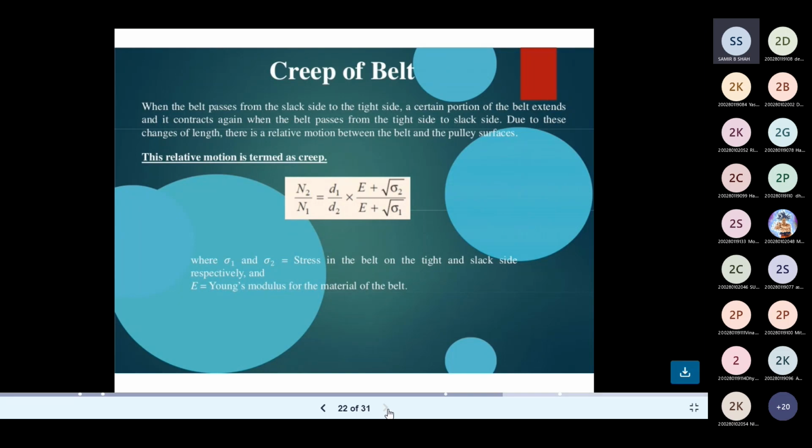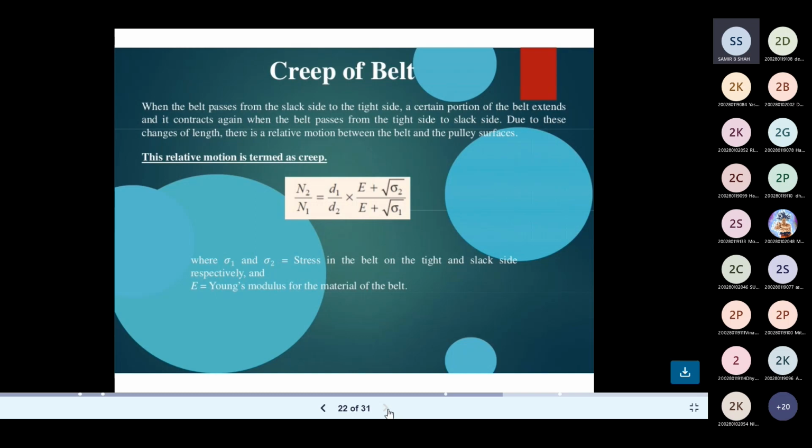The total effect of the creep is to slow down the speed of the driven pulley. So the power transmitted is reduced due to the creep of the belt. Sometimes creep may directly affect the power transmission system.